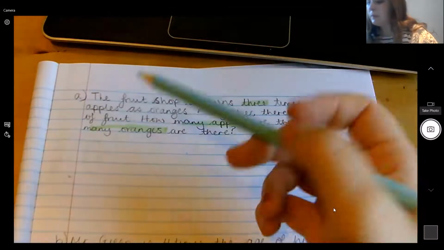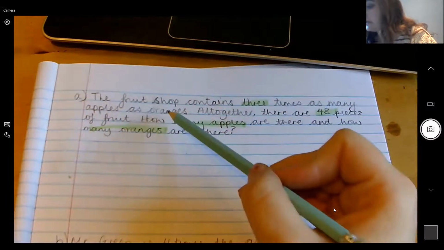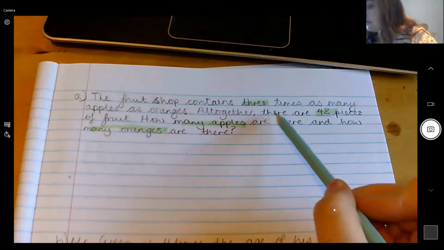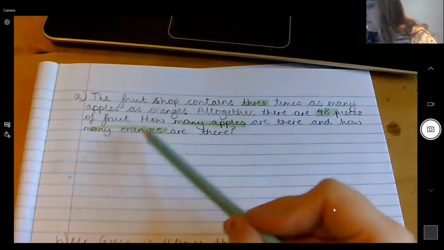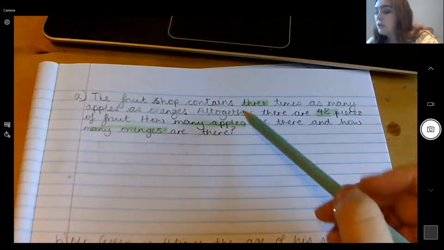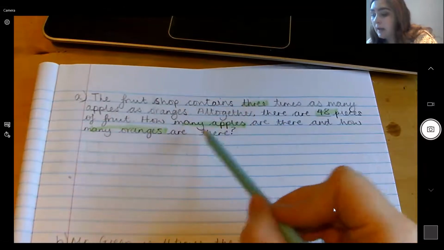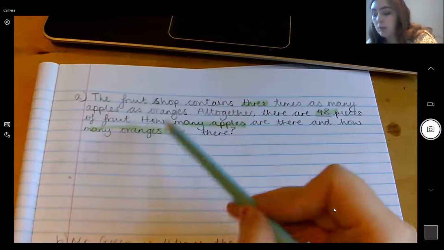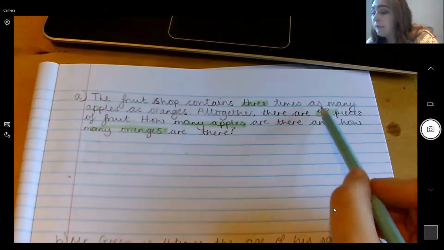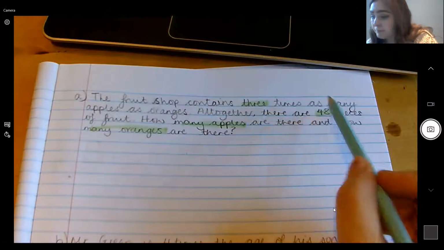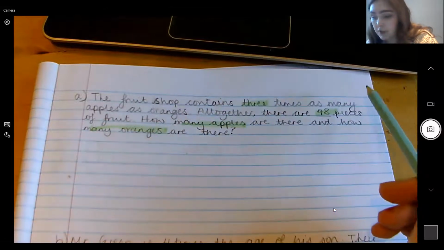Okay, so we've got the question: the fruit shop contains 3 times as many apples as oranges. Altogether, there are 48 pieces of fruit. How many apples are there and how many oranges are there? So what this question is asking us to do is work out how many apples we have at this fruit shop and how many oranges we have. But the only other bits of information that we know is that there are 48 pieces of fruit altogether, and you've got 3 times as many apples as there are oranges.